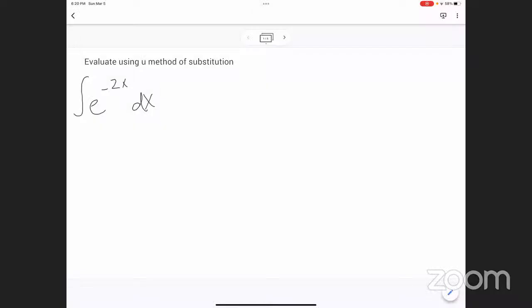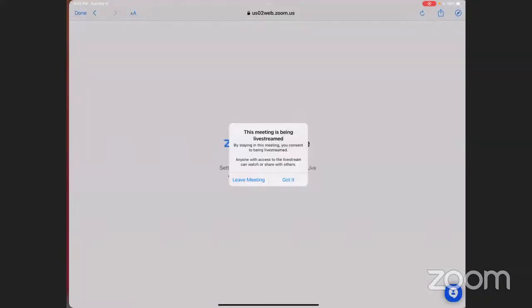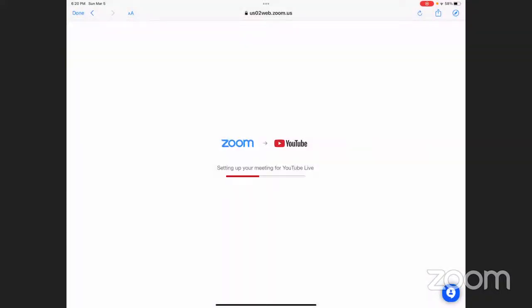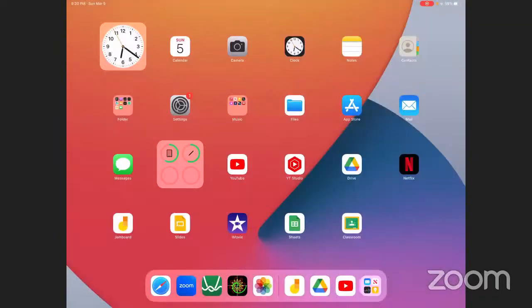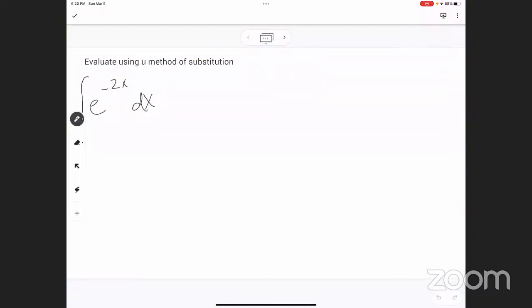U substitution. The key with U substitution is you're trying to take the integral of something, but before you can do that, you're going to substitute something in so that you can take the integral, because you don't really know how to take the integral of this as is. You have to use what they call U substitution.